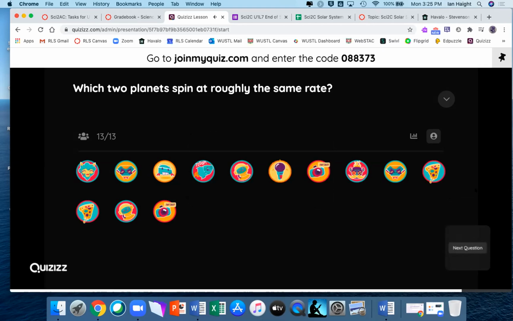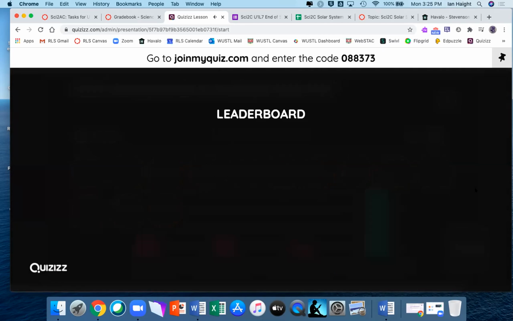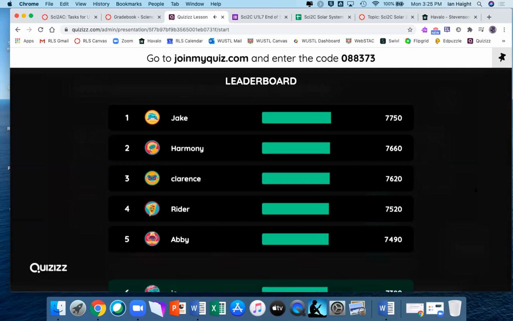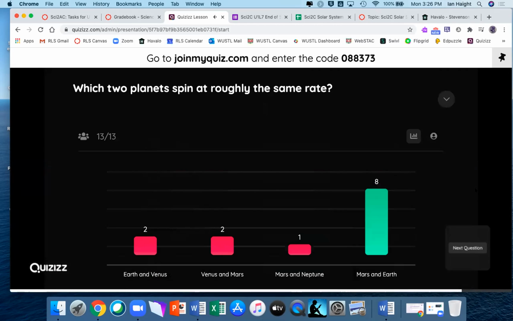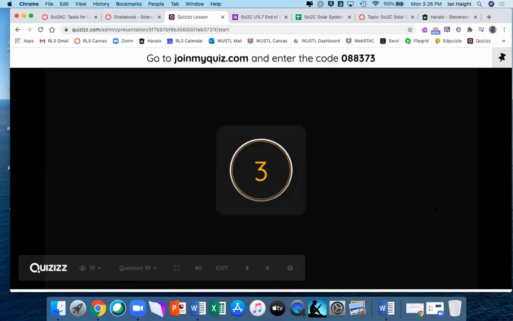Okay, Jake and Harmony holding the lead. Good. Again, most of you got it. It is Mars and Earth. Both have a rotation period of about 24-ish hours. Okay, last question.